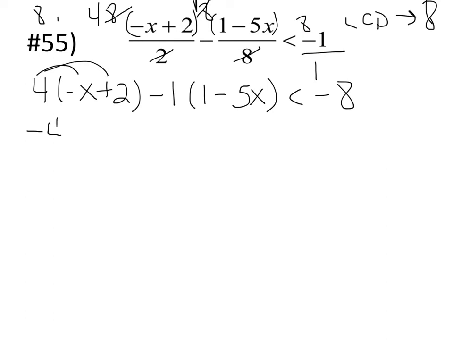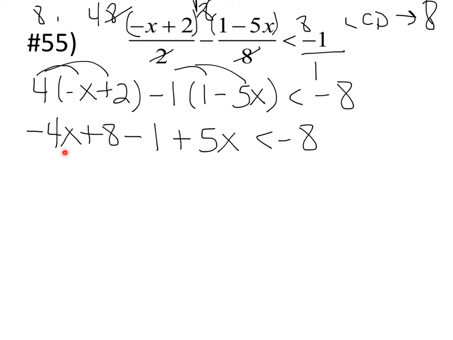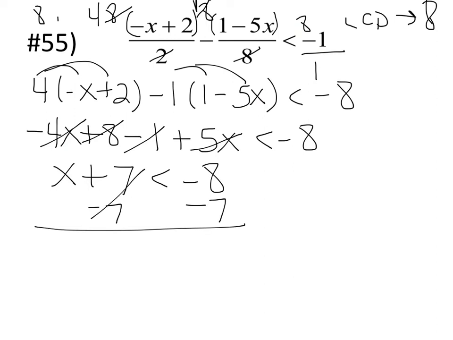Now distribute: negative 4x plus 8. Now you're distributing a negative 1, minus 1 plus 5x, because a negative 1 times a negative 5x is positive 5x, is less than negative 8. Combine like terms. Negative 4x plus 5x is just positive x. Positive 8 minus 1 is just positive 7, is less than negative 8. Subtract 7 from both sides, you get x is less than negative 15.